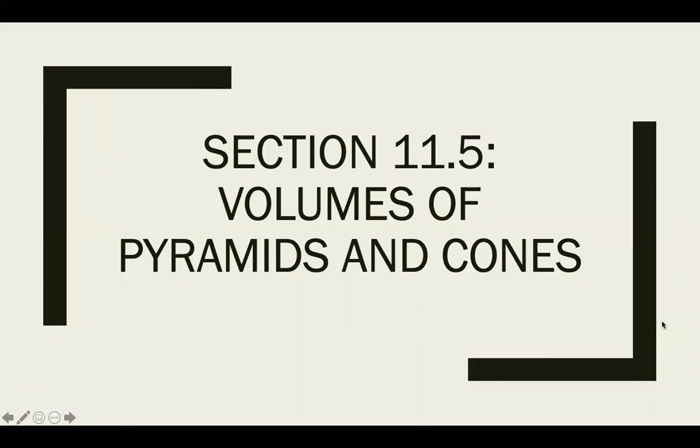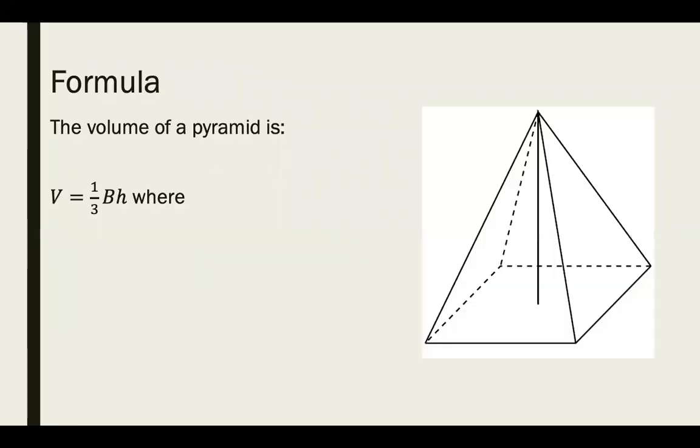All right, now let's find the volume of two other solids, this time pyramids and cones. So our formula for the volume of a pyramid is 1/3 the base times the height. So pretty similar to what we saw with prisms and cylinders. But now since we have triangles meeting at this point up here, we have 1/3 the base times the height.